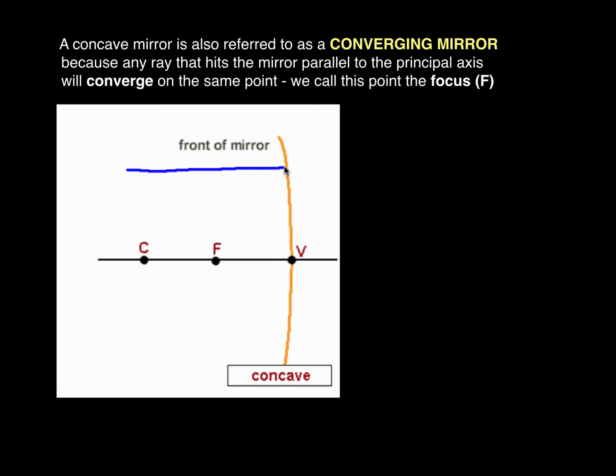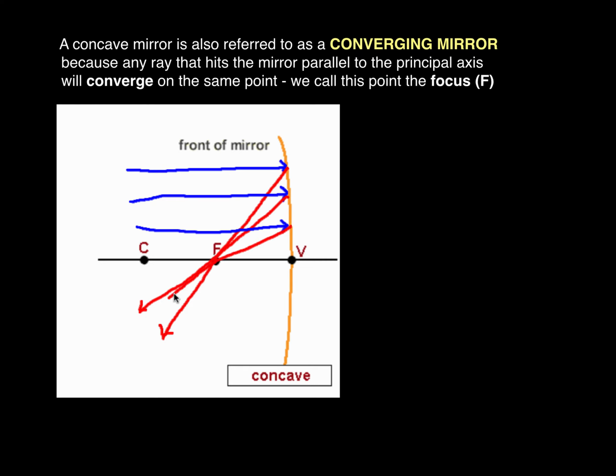Any ray that comes in parallel to the principal axis will reflect from the mirror through a particular point we call the focus. It doesn't matter where the parallel line comes from. If it's parallel to the principal axis, it will reflect through the focus. In fact, the focus is called focus because it's the point where all the light will focus towards.